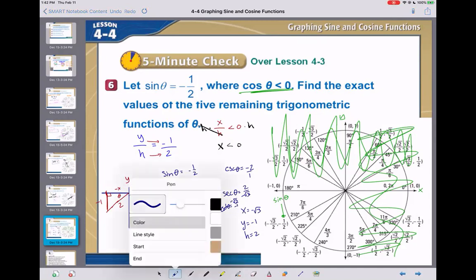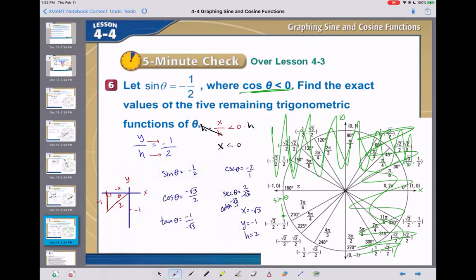Okay, so let's reduce these. Tangent, 2 negatives make a positive, so this will be square root of 3 over 3. This one becomes negative 2. I have to rationalize that, so 2 square roots of 3 over negative 3. And then this one, 2 negatives becomes a positive, and dividing by 1 leaves it. That would be the value there.